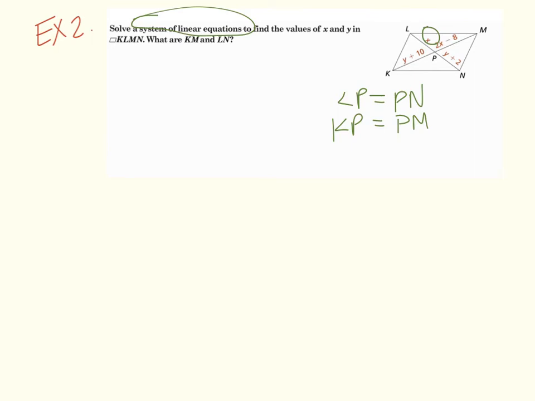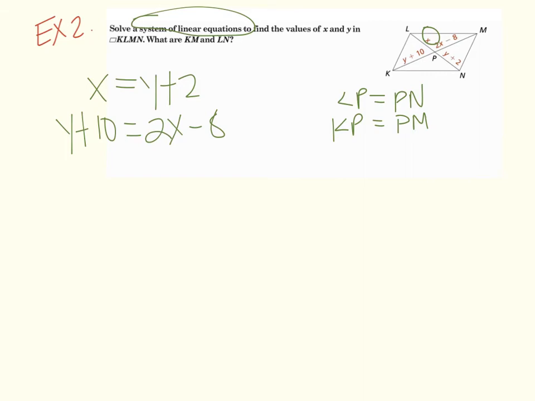When you set this up, we know that LP is equal to PN, and LP is x, and that is equal to PN, which is y plus 2. In this situation, we can't solve for either variable and find its actual value because there are two different variables in that equation. So instead, we want to set up a second equation below that, and that would be a system of linear equations. KP is y plus 10, and PM is 2x minus 8. Now here we have a system of linear equations, two equations with two unknowns.